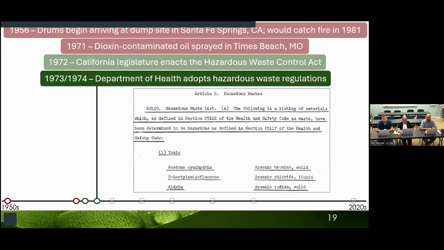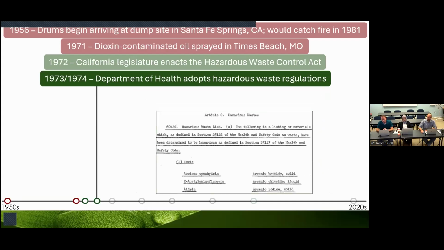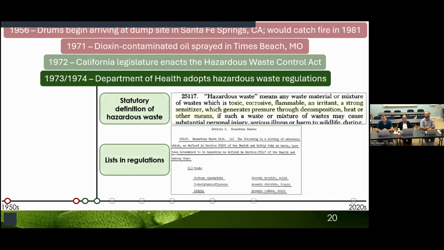The department's list contained 650 chemicals that were, as wastes, hazardous wastes, as well as 66 that were extremely hazardous wastes. These regulations were adopted as an emergency rulemaking in 1973, and then by the regular rulemaking process in 1974. According to those regulations, a waste was hazardous under either of these conditions. One, the waste met the definition of hazardous waste found in the statute, which, as we've seen, defined hazardous waste as being one that was toxic, corrosive, flammable, a strong sensitizer, etc.